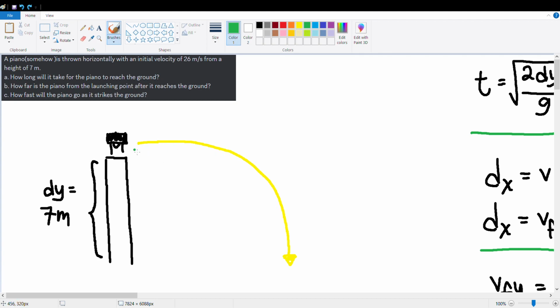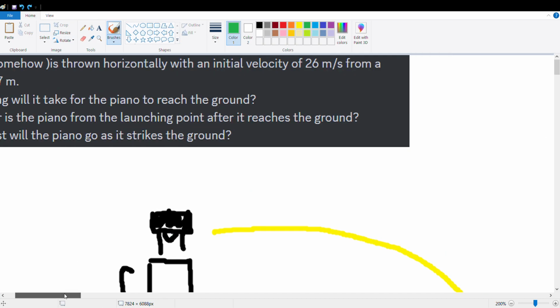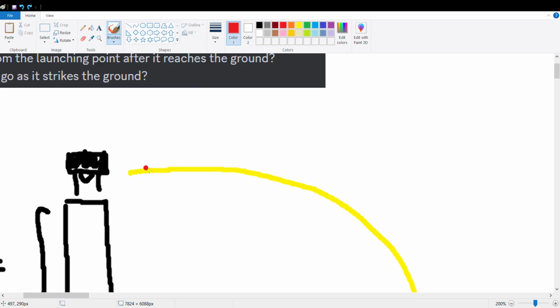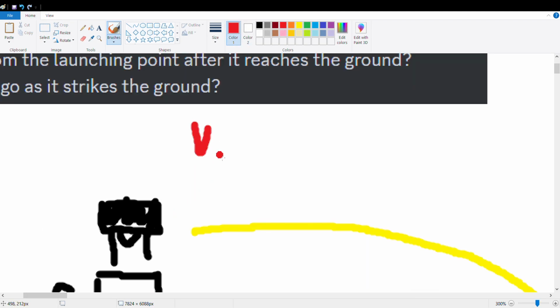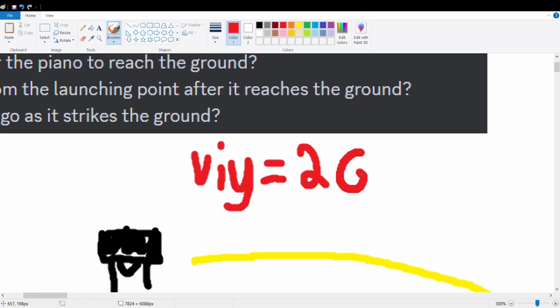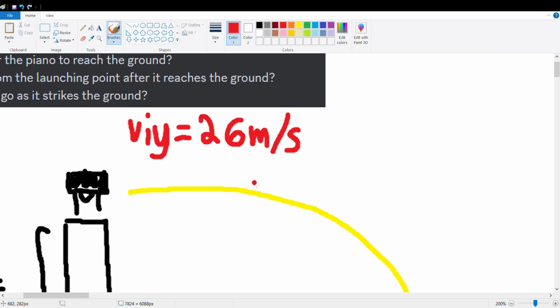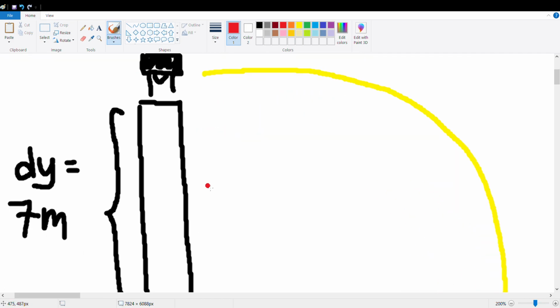So it's basically just you throw an object off from a building and it's just gonna fall down at a curved path. So here we have a piano and we have the initial velocity of 26. So we're gonna have to list down first. First we visualize the problem. So I'm going to be listing down the given here in our illustration.